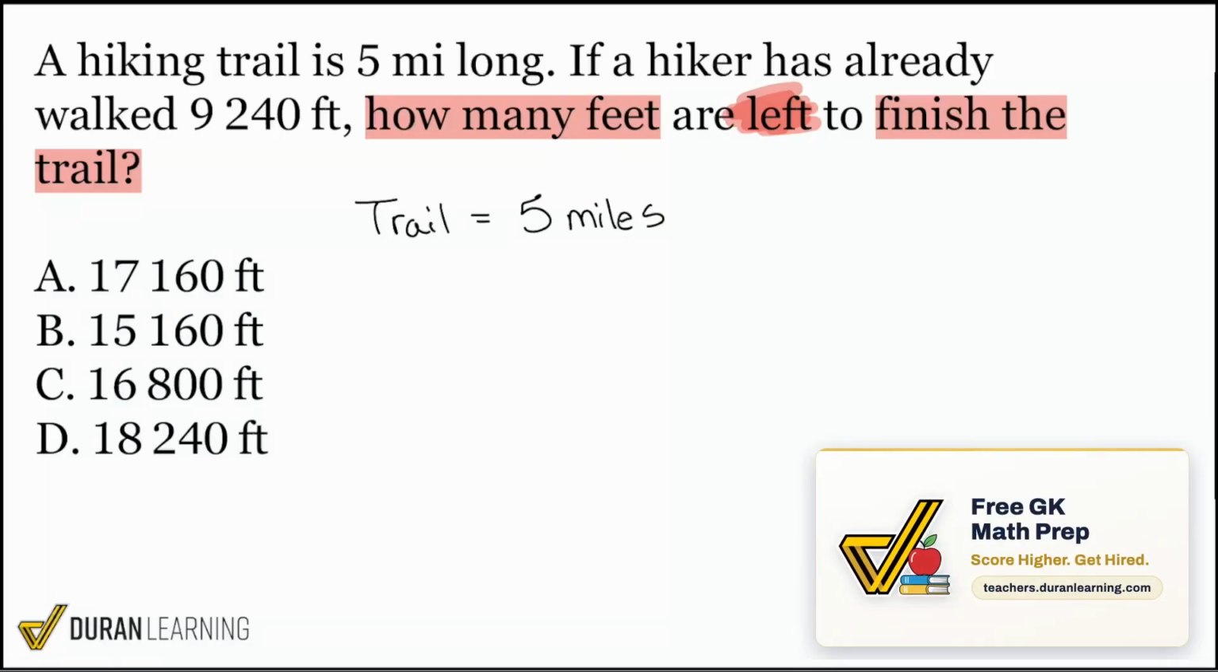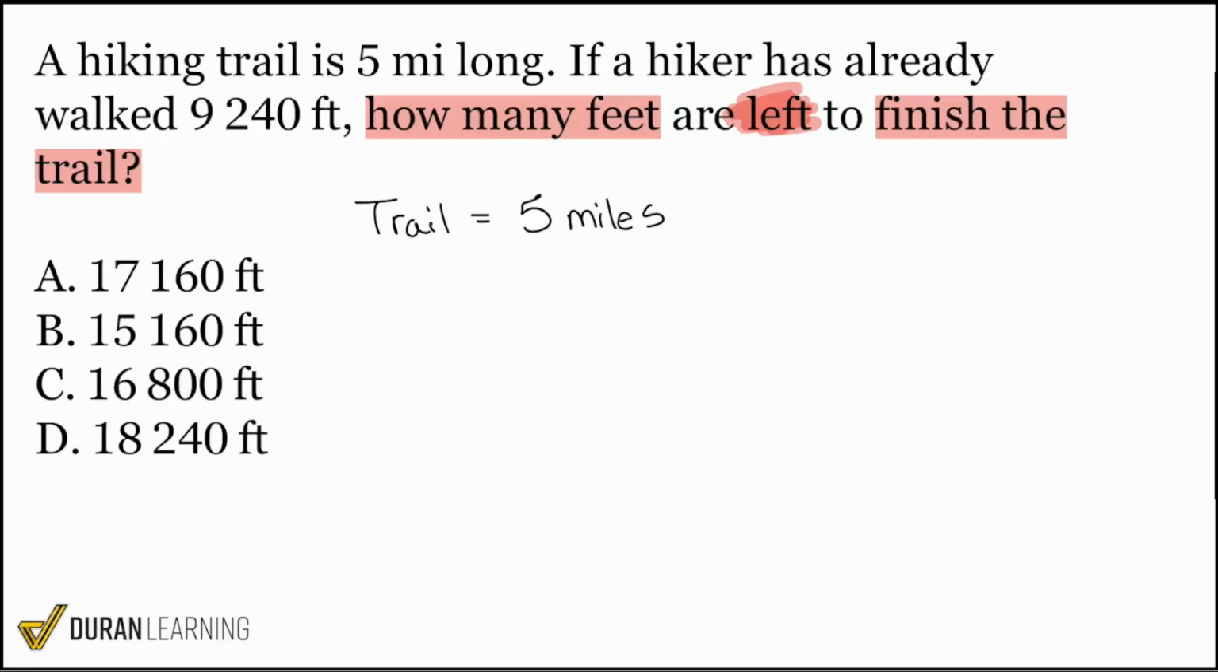Now, from there, it says the hiker has already walked 9,240 feet. Okay, sounds good. So we need to take the 5 miles that the trail encompasses, and we want to subtract over here the 9,240 feet. So the clear issue here is that we have miles and feet, and if we want to subtract, well, we got to make sure that at the end we get feet. That's what our answer choices say.